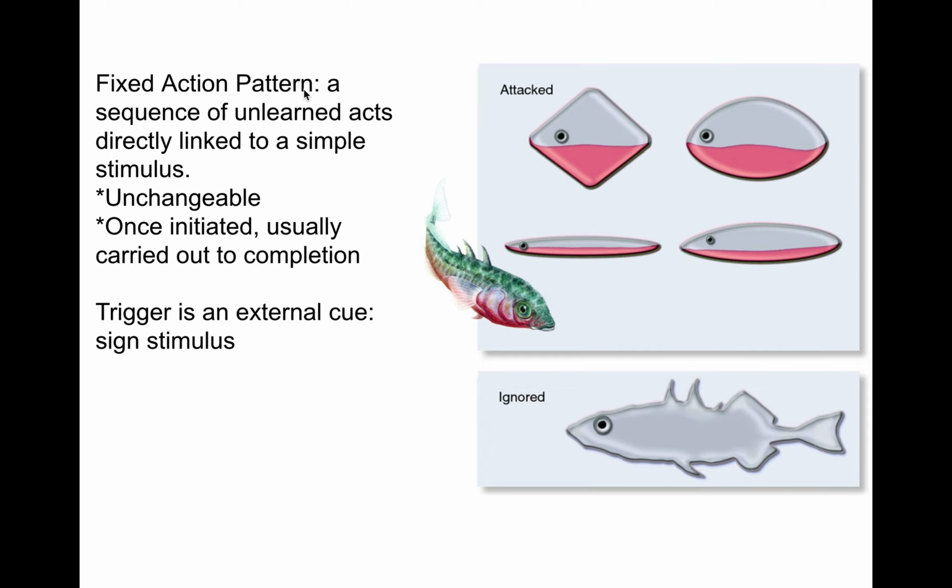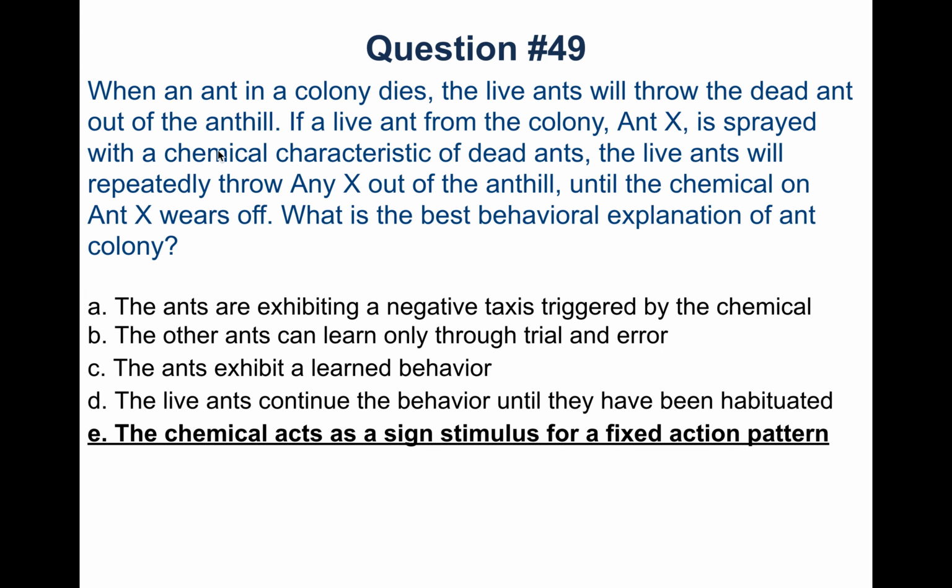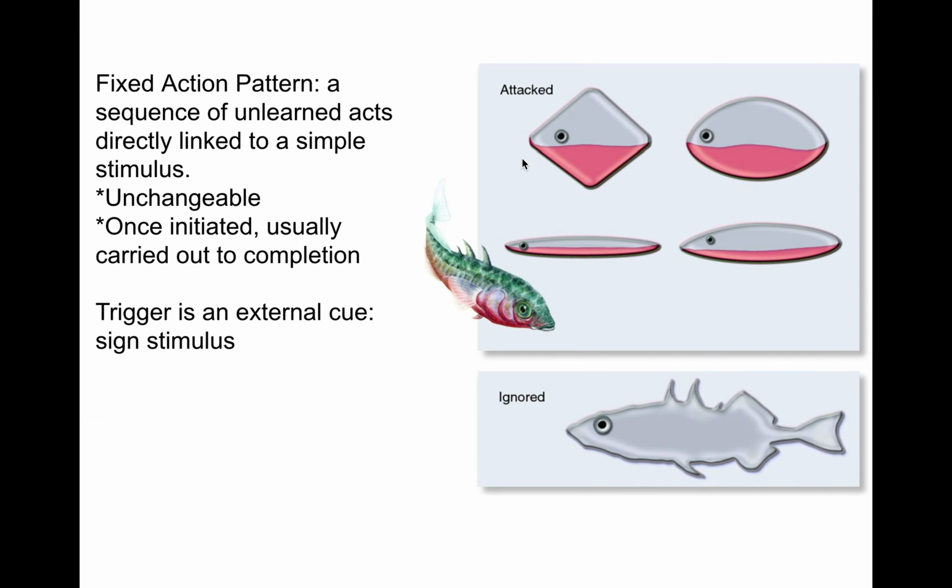So this fixed action pattern is a sequence of unlearned acts, so innate acts, directly linked to some kind of simple stimulus. Typically it's unchangeable. Once it is initiated, it is usually carried out to completion, so it won't stop unless the stimulus is gone. Typically, the trigger will be an external cue, which is called a sign stimulus. So in the case of the ants, it was this chemical characteristic of dead ants.